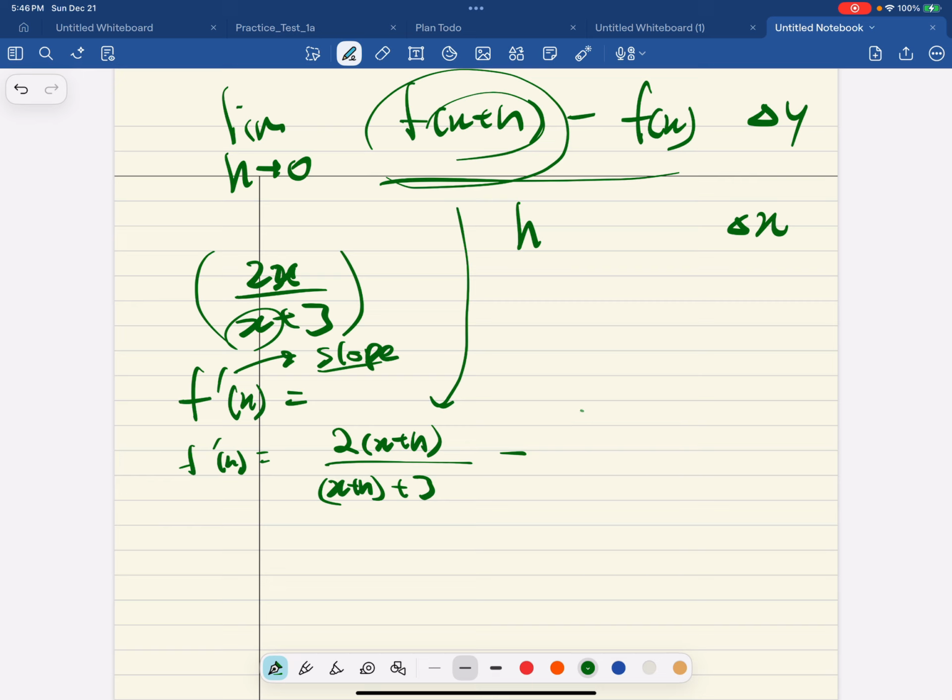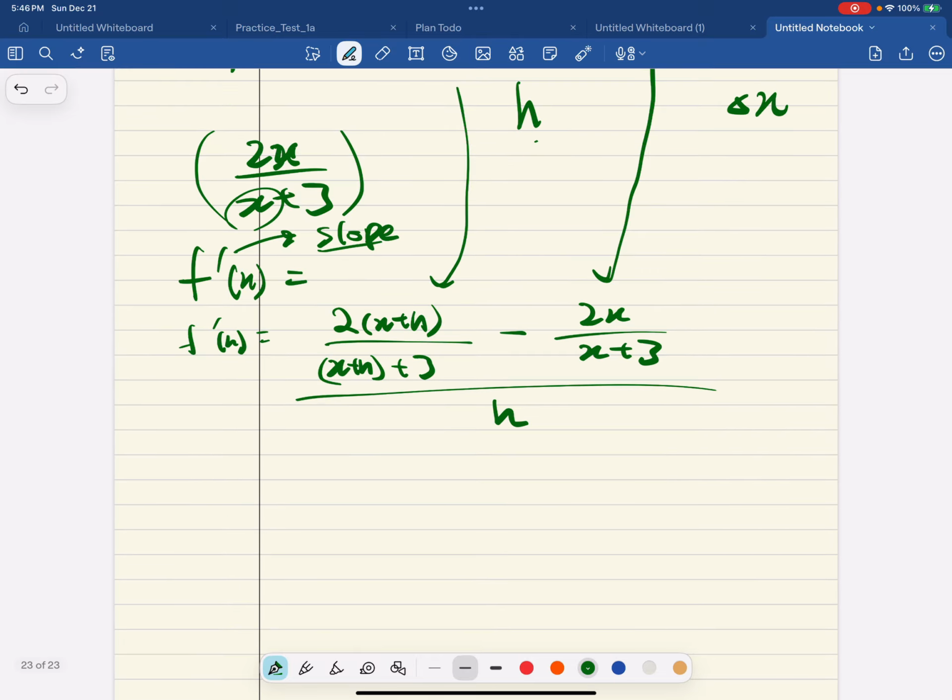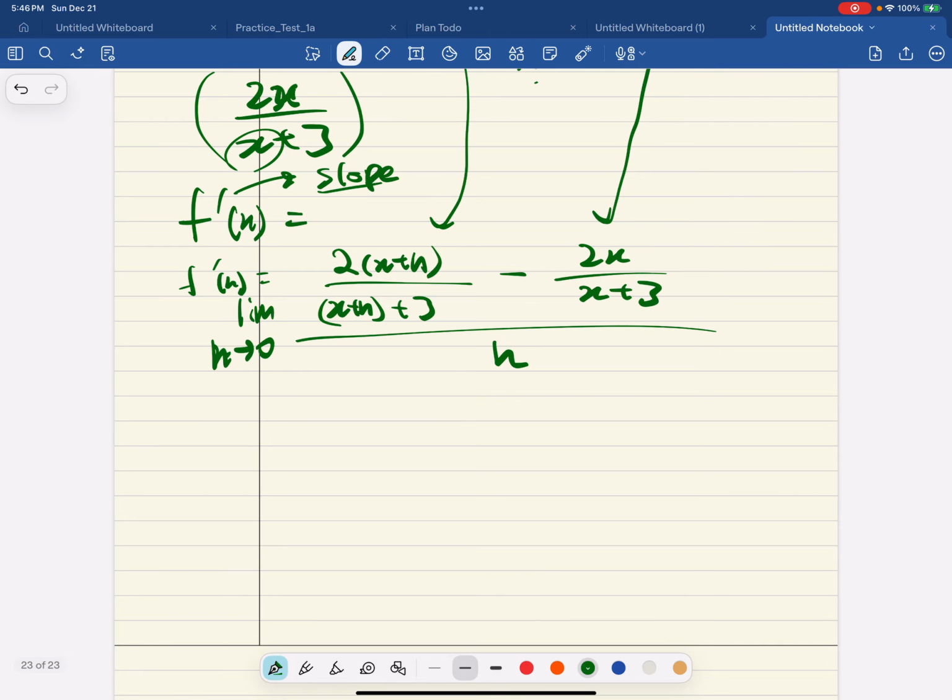Take away the normal f of x. Just copy the function, divided by h because there's an h in the bottom. And what we do is simplify. We simplify and use the limit as h approaches 0. First we have to cross multiply so that they have the same denominator. Plus 3. Oh, actually, take away.